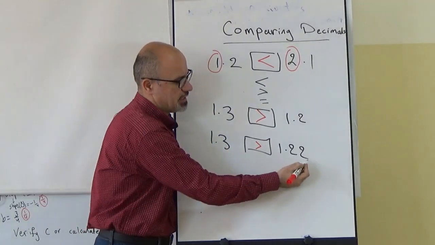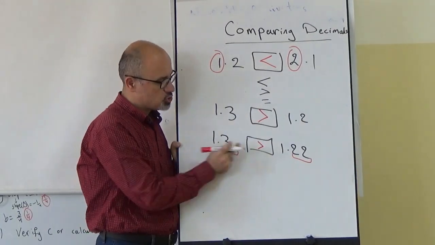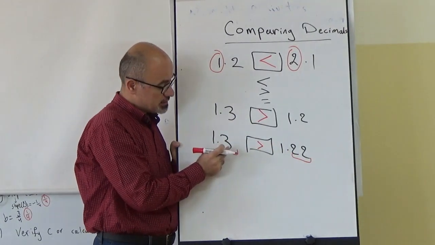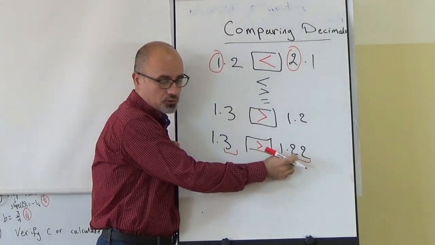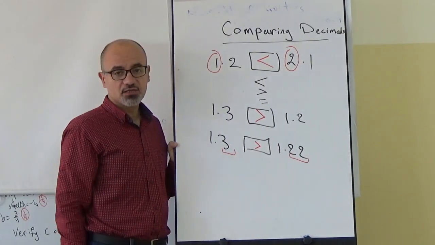Here you don't have to say 22 is much greater than 3. No, you need to compare one digit by one digit, one decimal digit by one decimal digit. Since 3 is greater than 2, I don't care for the others. So 1.3 is much greater than 1.22.